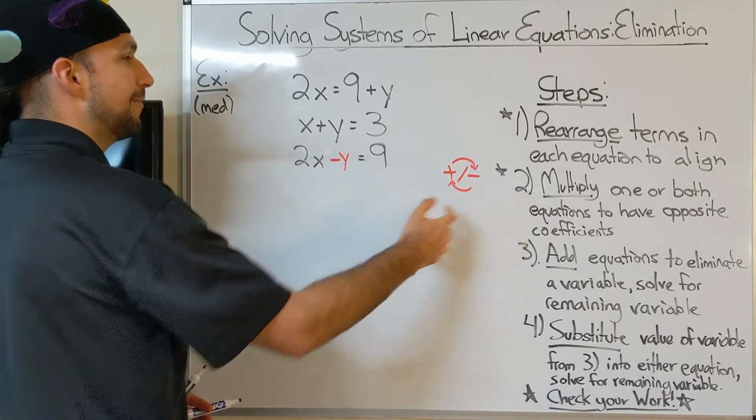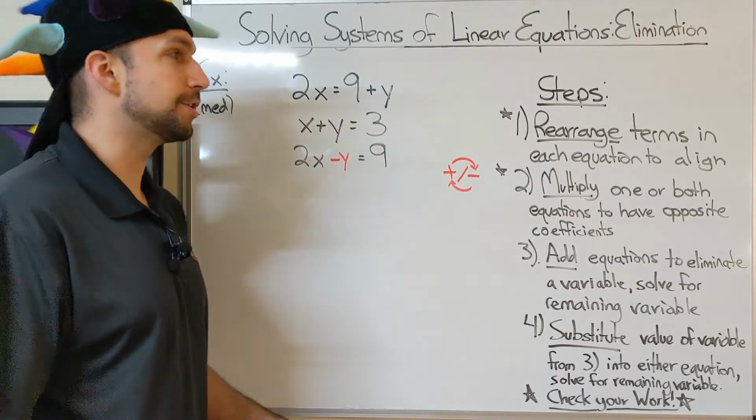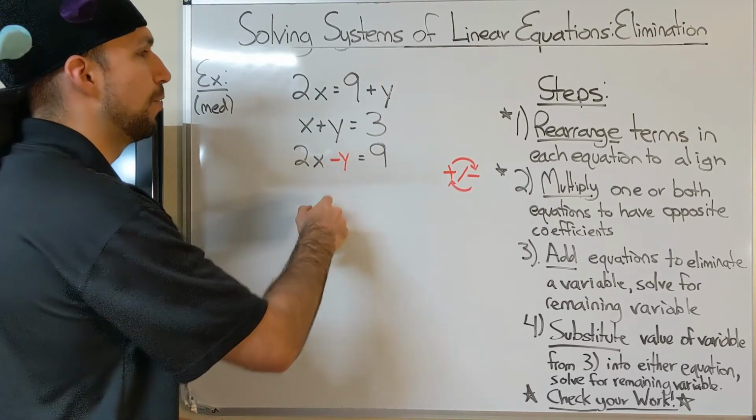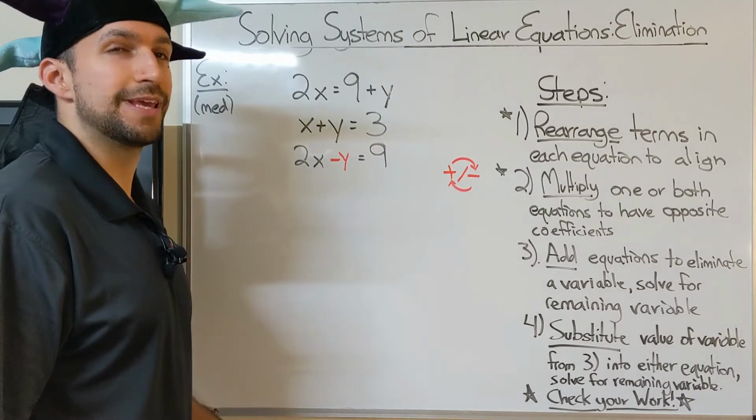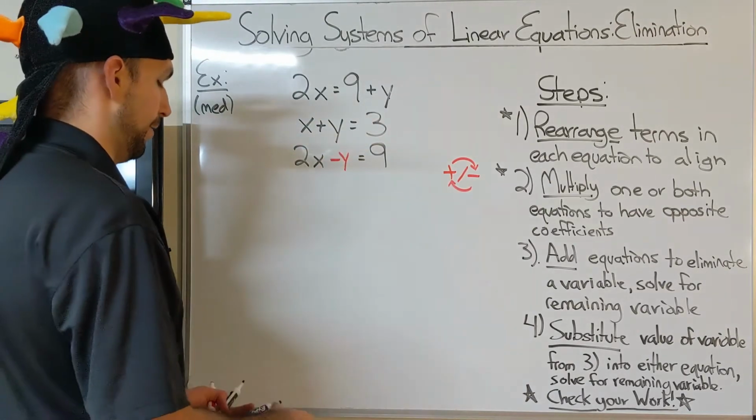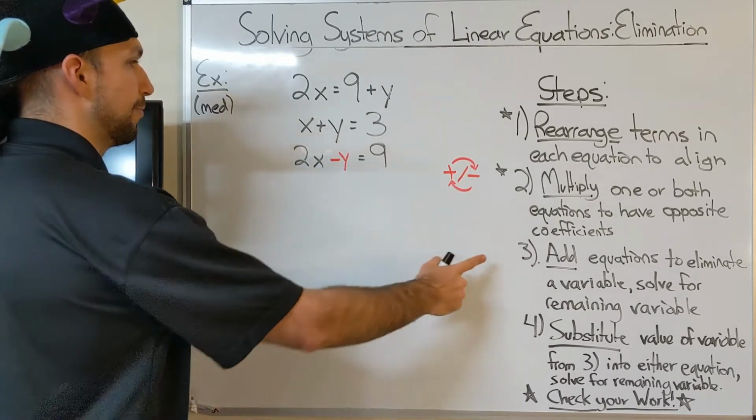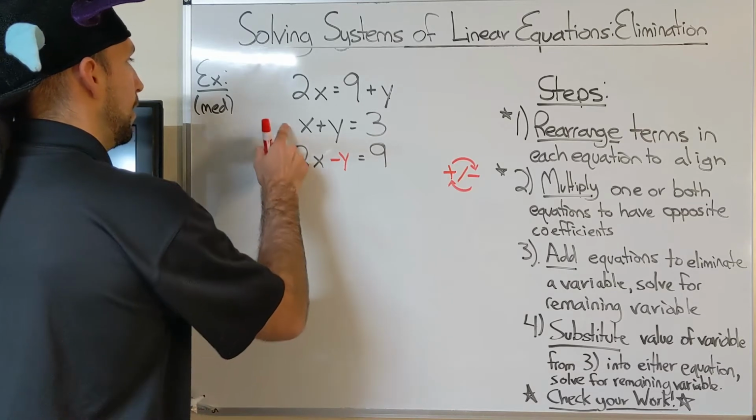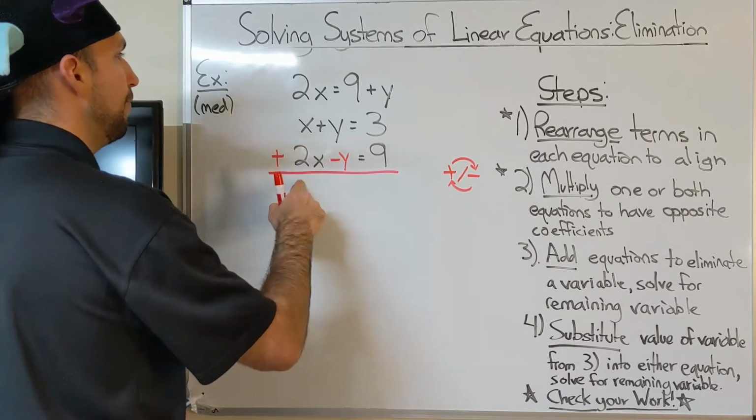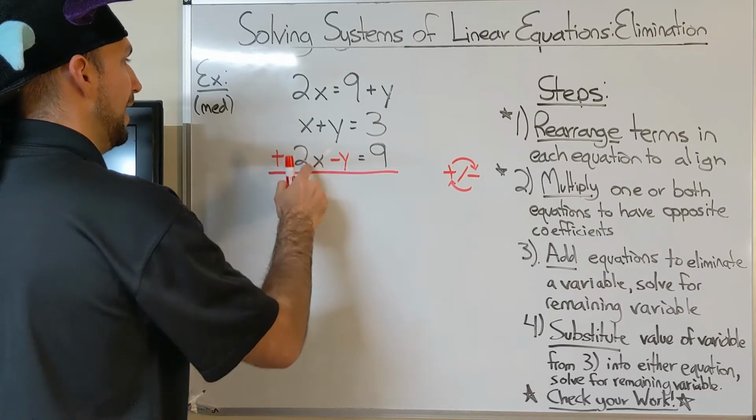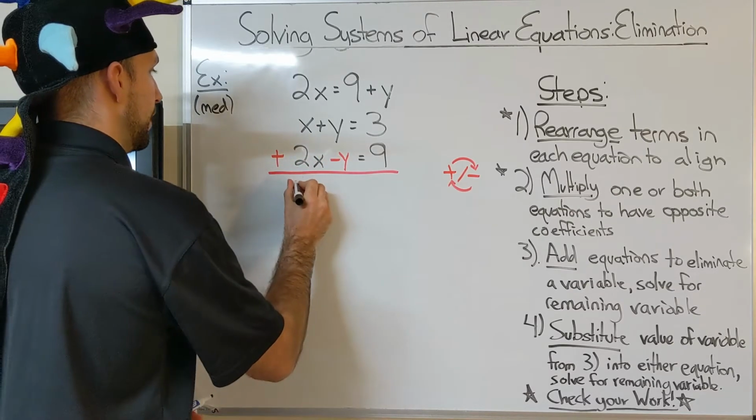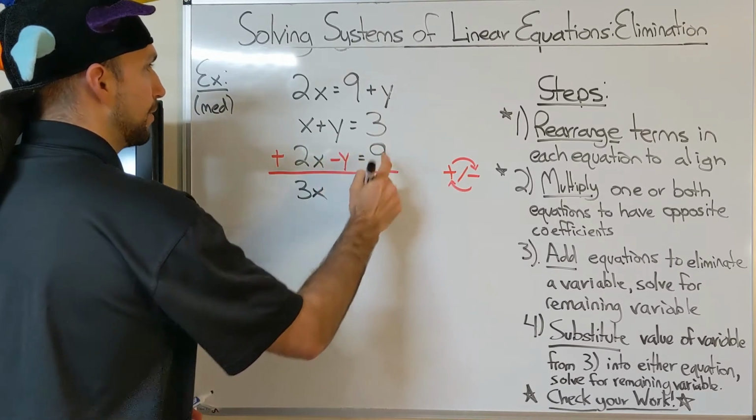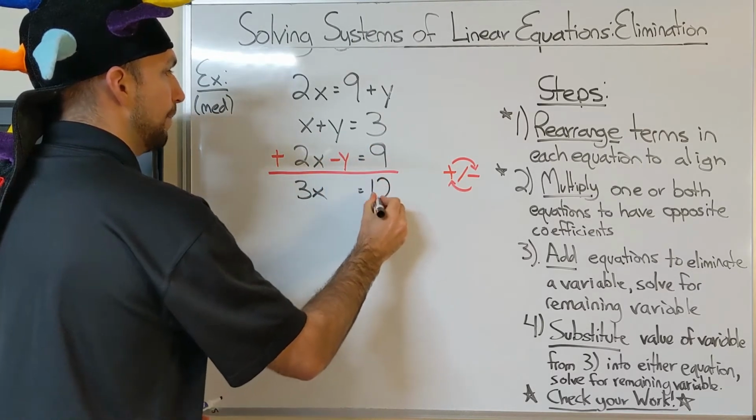Now in step 2 I might have to multiply one or multiple equations in order to get opposite coefficients. But here I have y and negative y. So when I do step 3, add these two together, I will end up eliminating a variable. So let's go ahead and move on to step 3. Add these equations together. So I would like to add our second equation and our new form of the first equation together. x and 2x will make 3x. Positive y and negative y eliminate, and I'm left with 12 on the right.